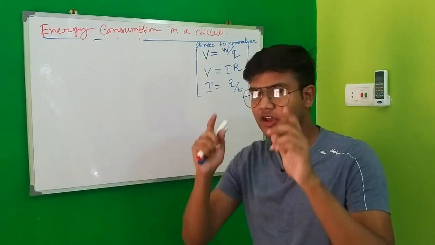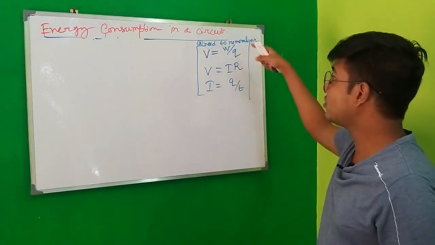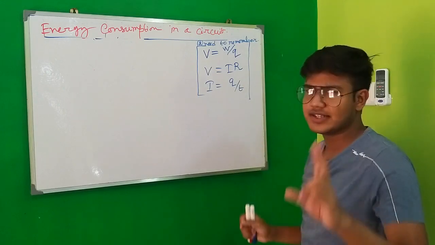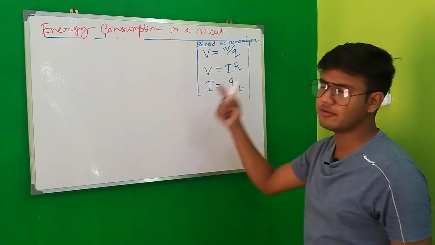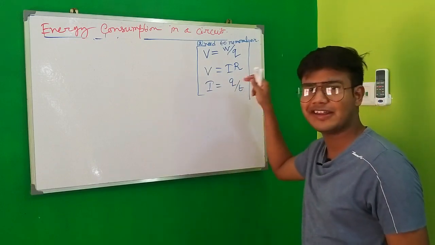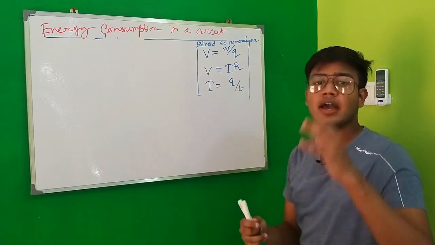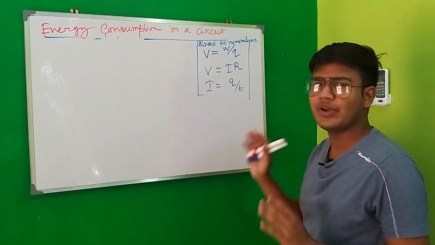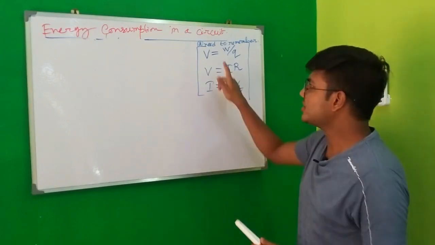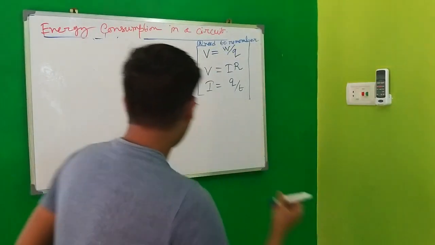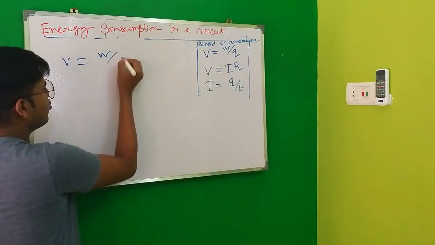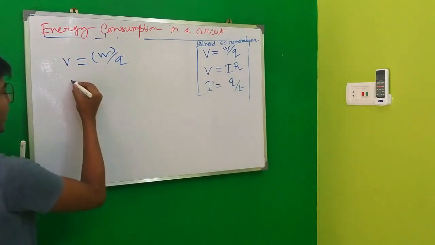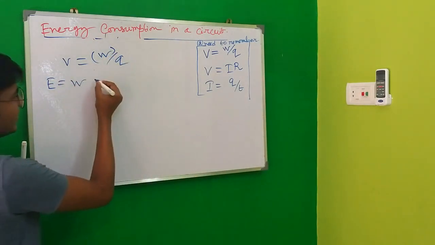Before starting, we need to learn three things. First, V equal to W by Q: potential difference is equal to work done by charge. Second, Ohm's law, V equal to IR: potential difference is equal to the product of current and resistance. Third, current is the rate of flow of charge, that is, charge by time. We need these three only. We will start from V equal to W by Q, where we need the work done, because work done always gives you the energy.